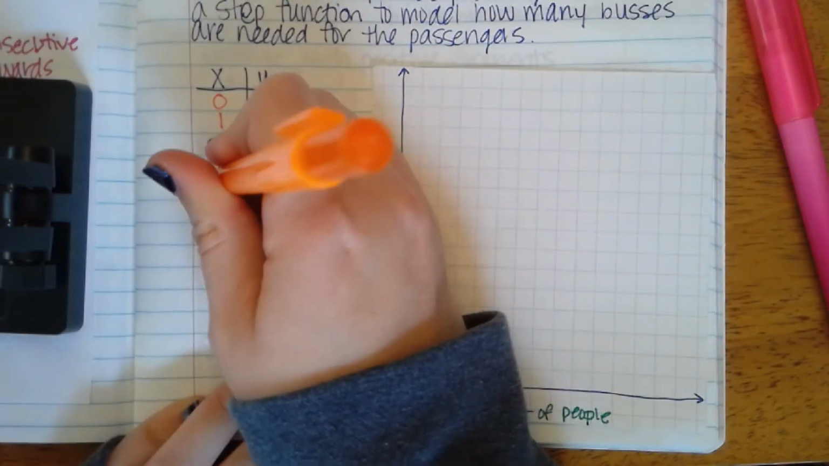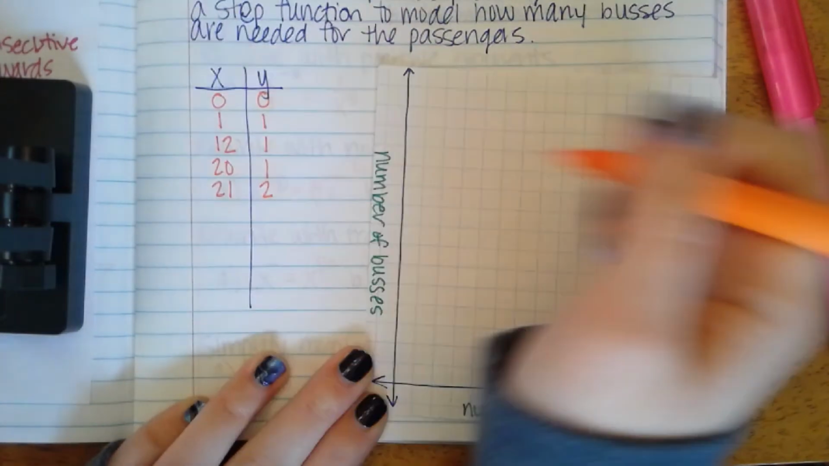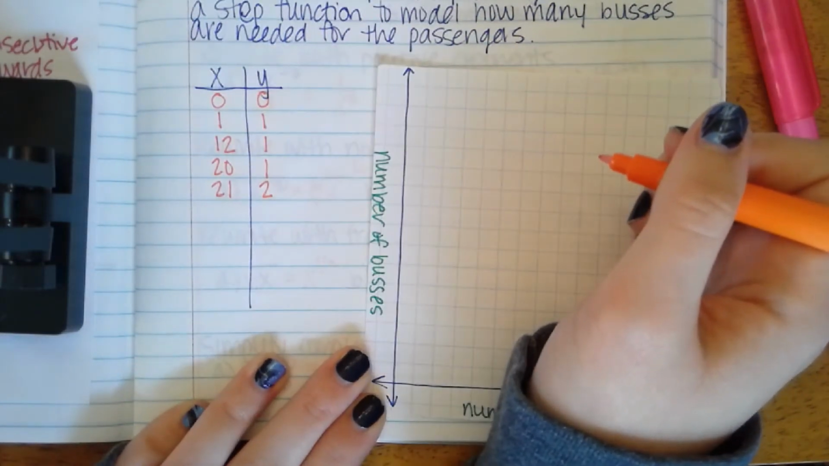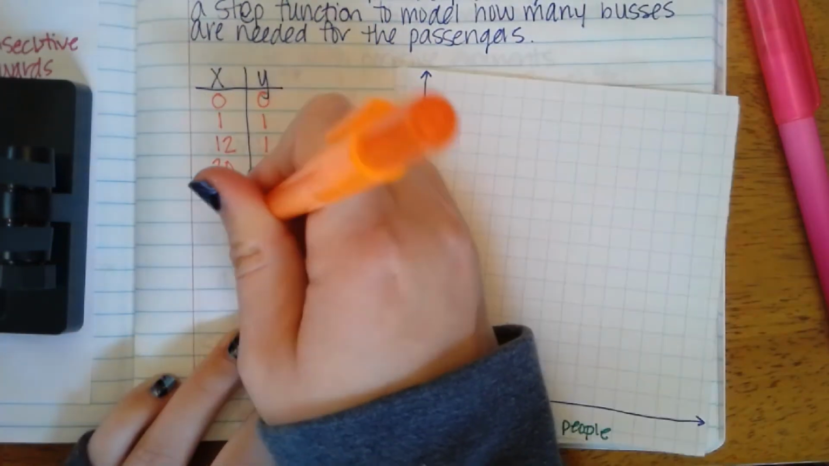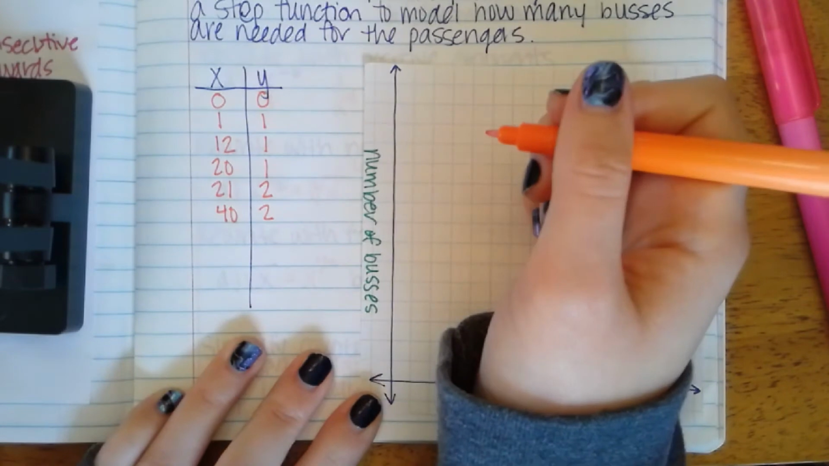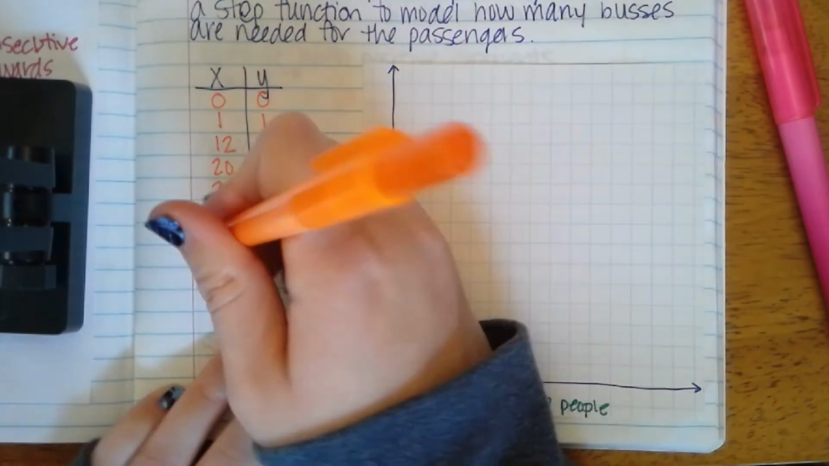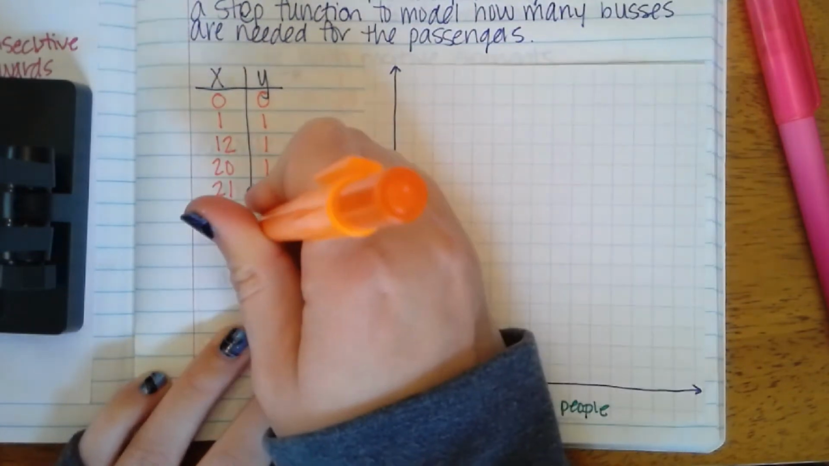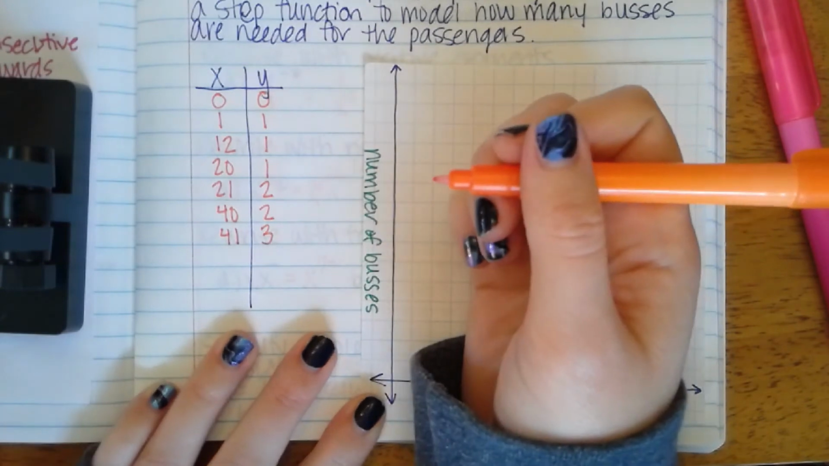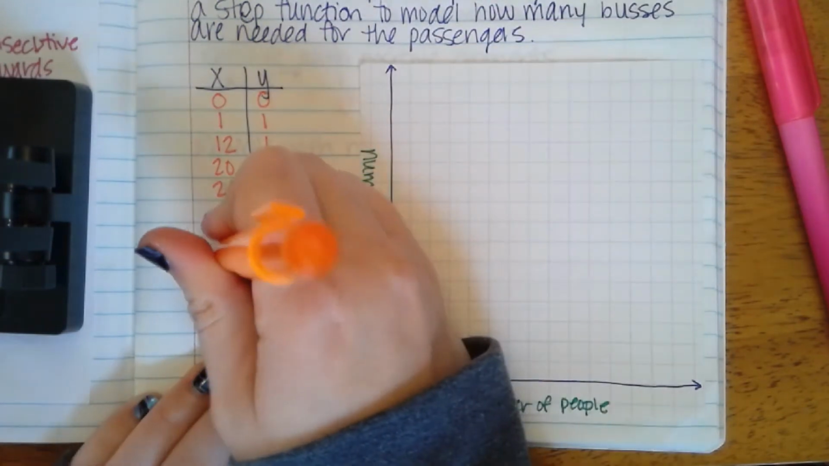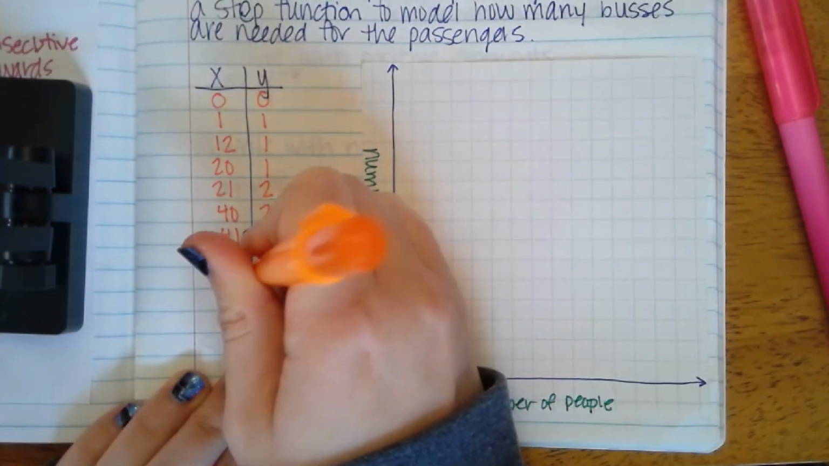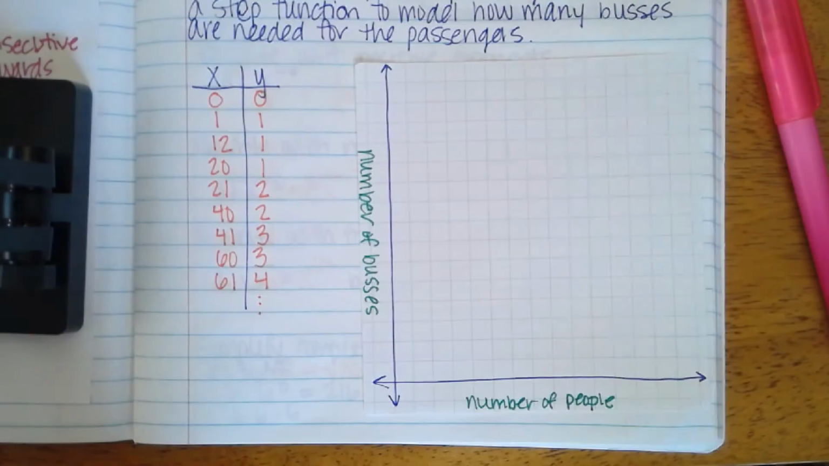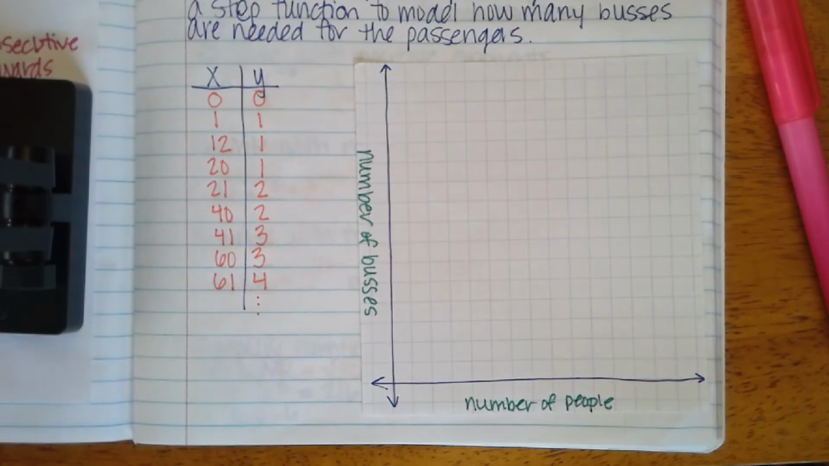Okay, but as soon as we have 21 people, we're going to need to bump up and use 2 buses until we get to 40 people. And then as soon as we jump over 40, we're going to need 3, all the way until we get to 60. And then after that, we're going to need 4, and that pattern is going to continue forever.